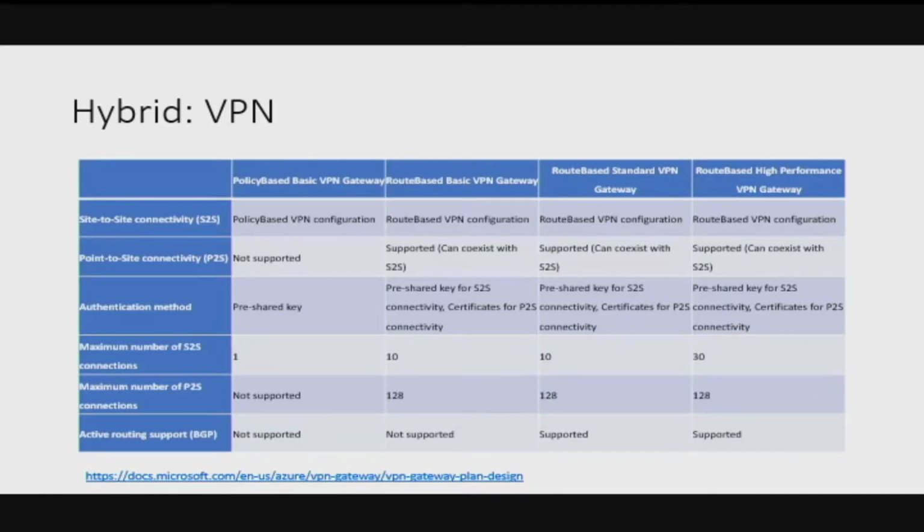So then this table just also gives you an understanding of the capabilities based on what you choose. Like I said, policy-based VPN is not supported with point-to-site. I don't think it's supported. We don't have ExpressRoute on here yet, but this is another table that gives you an overview of what capabilities are available depending on how you configure your VPNs.